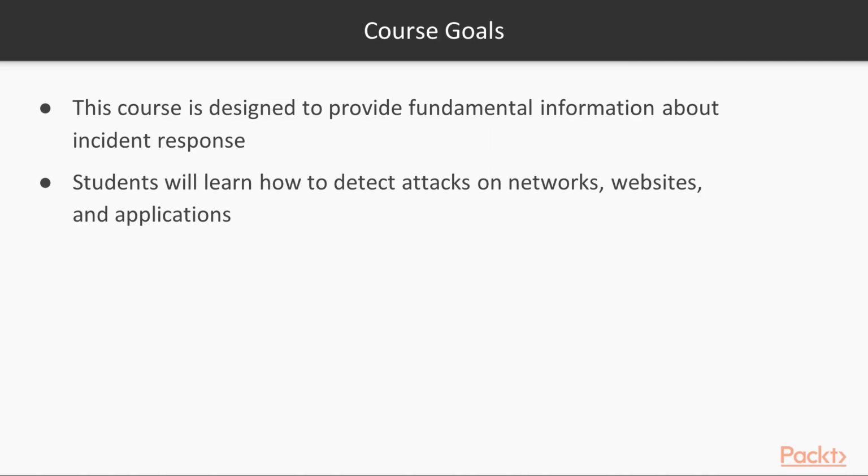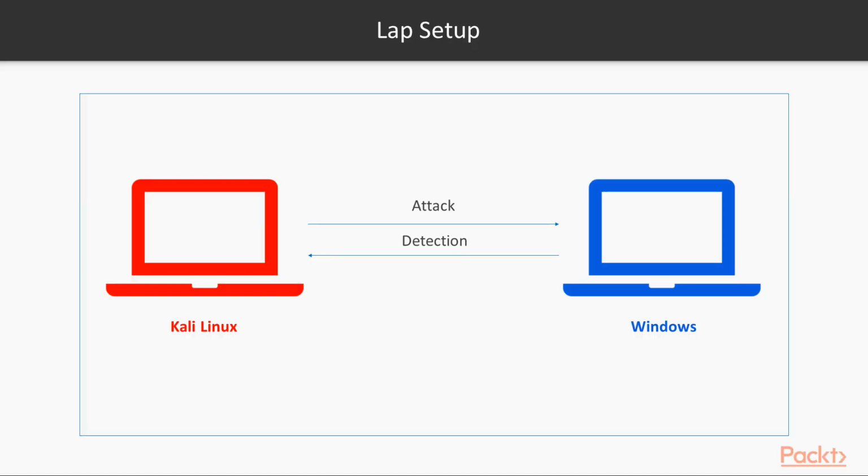Now, what are the course goals? The course is designed to provide the basic information about incident response. Students will learn how to detect these attacks on networks, websites and applications. If we talk about the lab setup, we have these two machines, Kali Linux and Windows. We are going to perform the attack first of all, and then we are going to cover how we can detect these attacks.